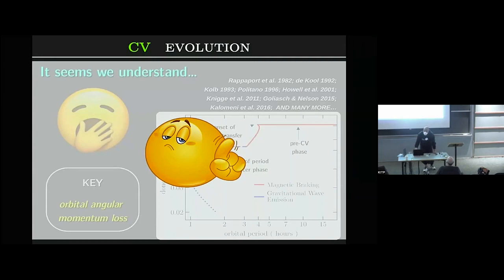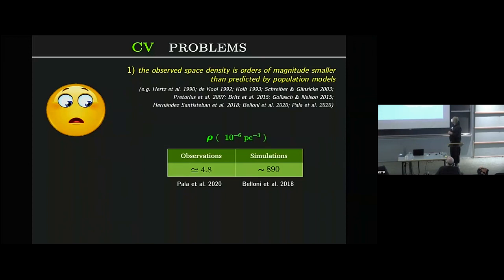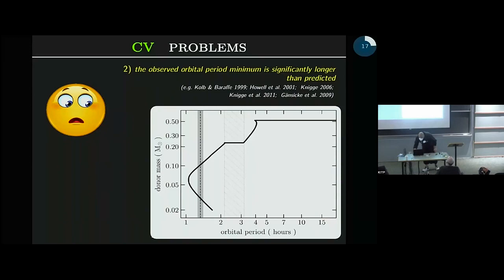For example, when we compare the space density, the predicted one with the observed one, then we know also for decades that the simulations predict much more CVs than are observed. So this is a long time problem. The other problem with this picture is the period at which the transition occurs from a star to a brown dwarf. This line here indicates the observed minimum orbital period, and the predicted is much shorter than the observed.